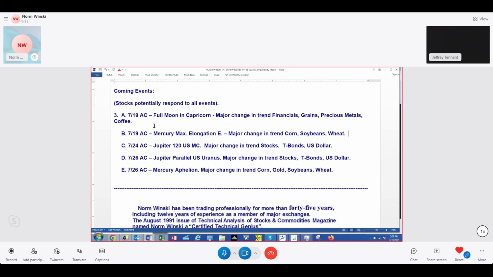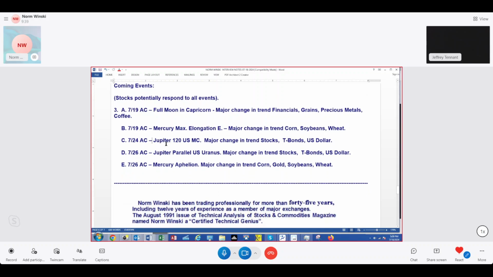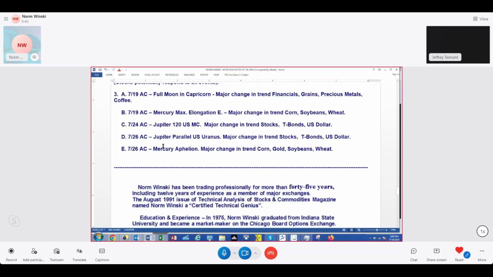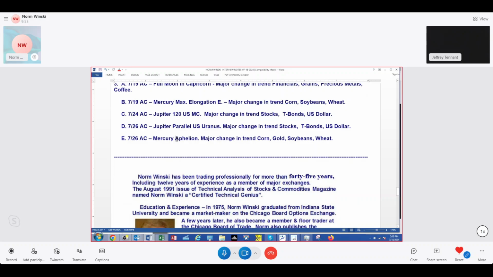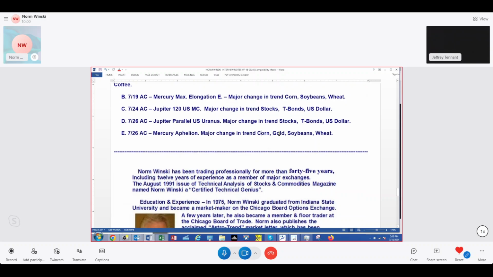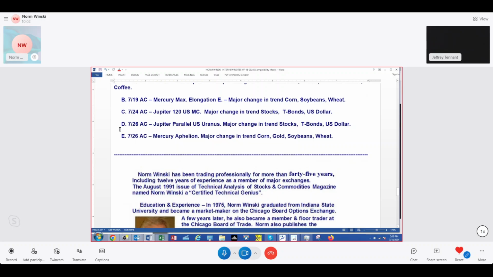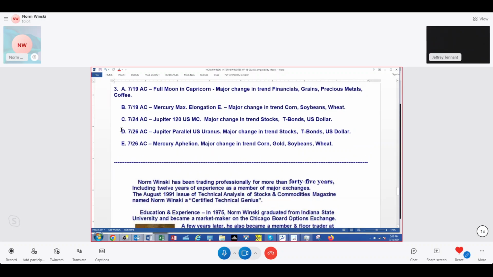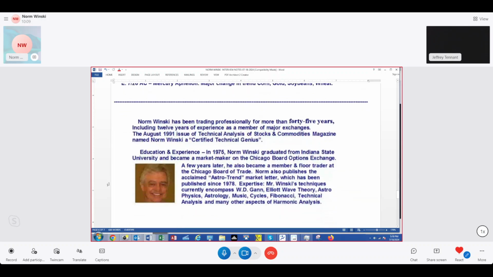We don't do sideways. The night of the 24th, Jupiter to the U.S. chart: stocks, T-bonds, U.S. dollar. Then the night of the 26th, we have 2 points, Jupiter to the U.S. chart: stocks, T-bonds, U.S. dollar. And then also another Mercury cycle, Mercury aphelion. That's when Mercury in its 88-day cycle is farthest from the sun. And you want to look at corn, gold, soybeans, wheat. Look for a market on these windows, the associated markets, that are at some extreme. The bigger the extreme, the better.